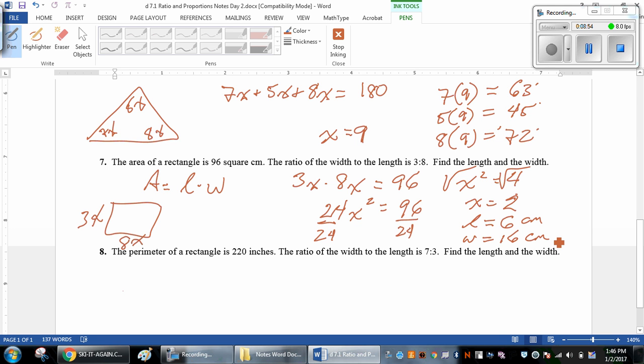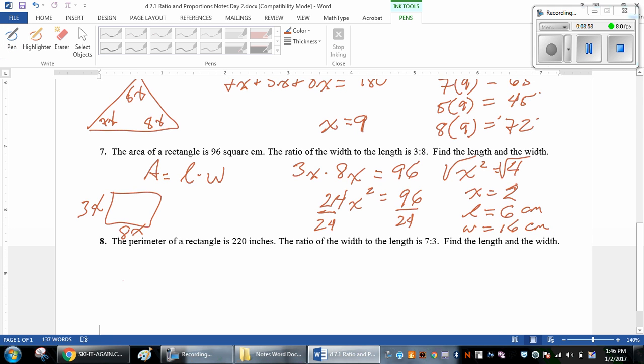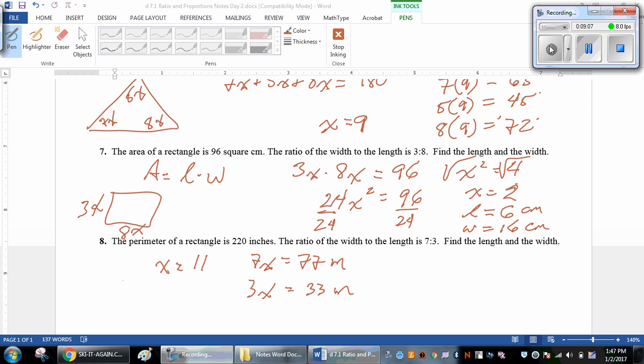All right, last one here, guys. And again, we have perimeter, so this one is all you. Take a second, I'm going to pause it, and I want you to work this out on your own, and then we'll check our answers.